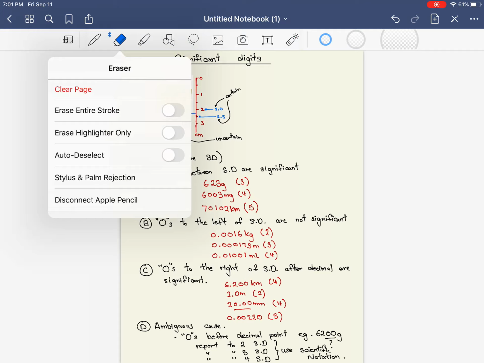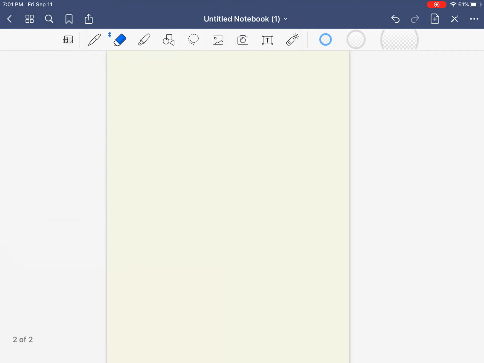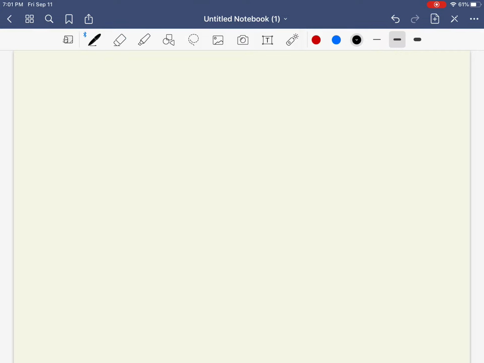Let's clear this page. What I'm expecting you to do, of course, is to write these things down as notes, just like how you would write it when I write these things down on the blackboard or whiteboard. All right. So 6,200, right? How would I report this in 2 significant digits?